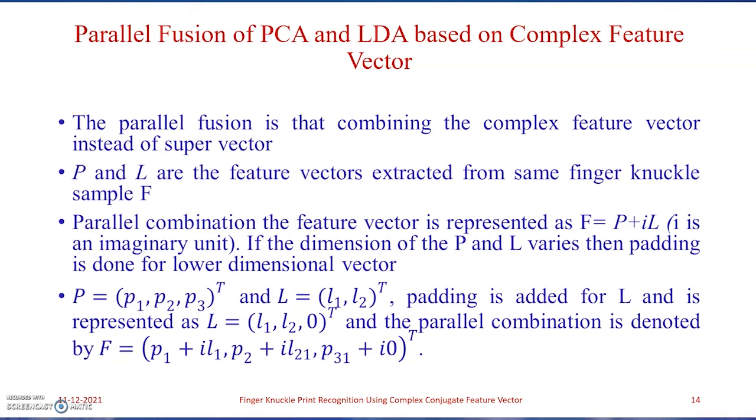To solve these issues, the study proposes the parallel fusion of complex vector based on Euclidean distance classification, neural network, and KNN classifier.